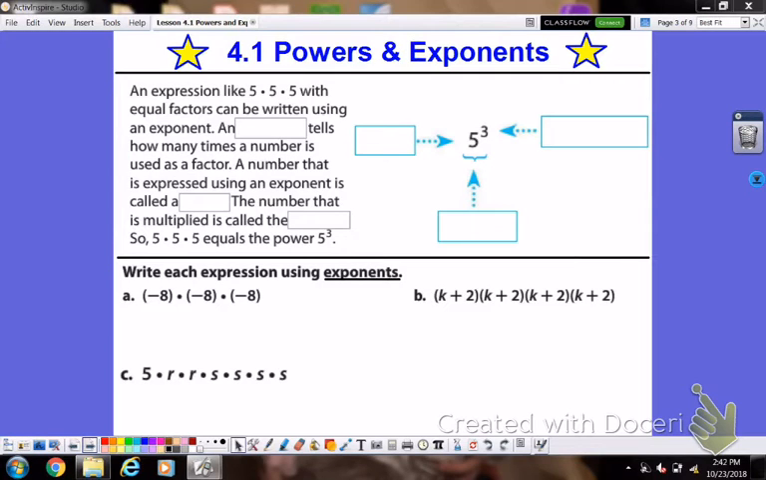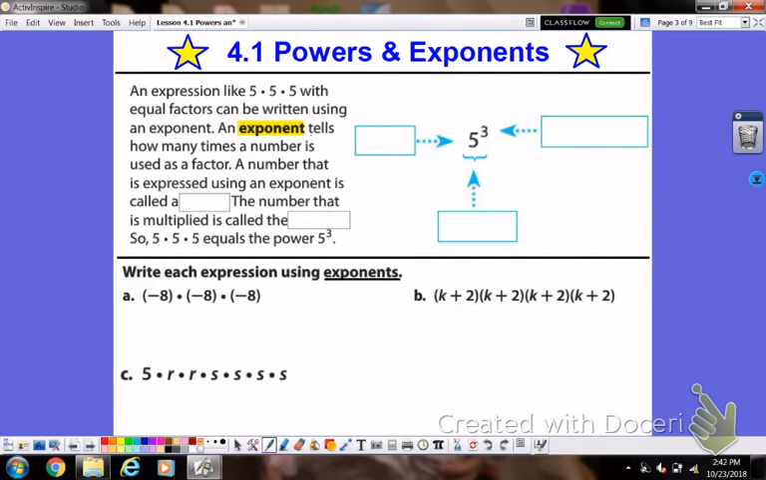Here we go, starting chapter 4, section 1, powers and exponents. We're going to be learning about powers and exponents today. First off, a bit of vocab. An expression like 5 times 5 times 5 with equal factors can be written using an exponent. An exponent tells how many times a number is used as a factor.